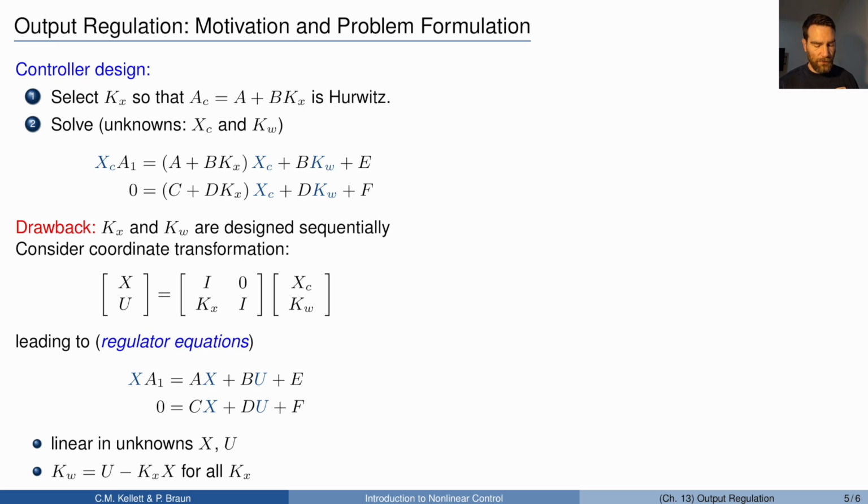And now if we are able to solve these regulator equations and find x and u, then as a solution we get that for all kx we get an explicit expression for kw, meaning we essentially only have to do this construction once, and we get for a given kx immediately a kw, and can tweak kx and kw simultaneously.